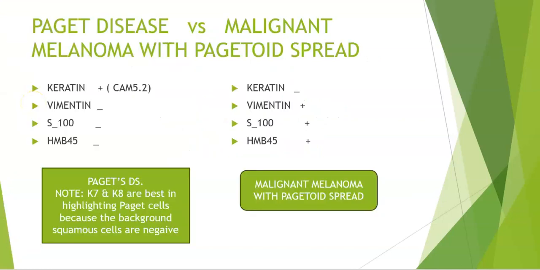How will you differentiate between Paget disease and malignant melanoma with pagetoid spread? We will perform IHC. Keratin is positive in Paget disease while it is negative in malignant melanoma with pagetoid spread. Vimentin, S100 and HMB45 are negative in Paget disease and positive in malignant melanoma with pagetoid spread.